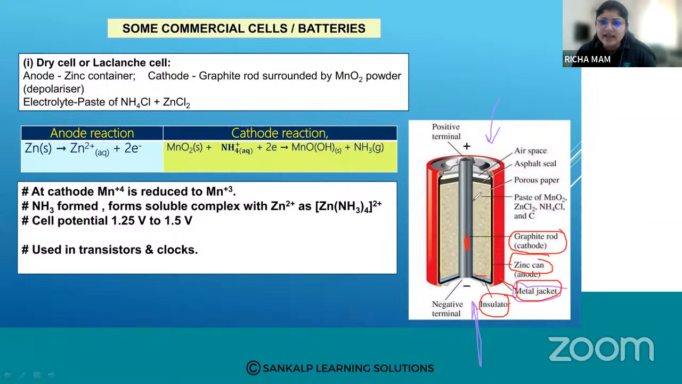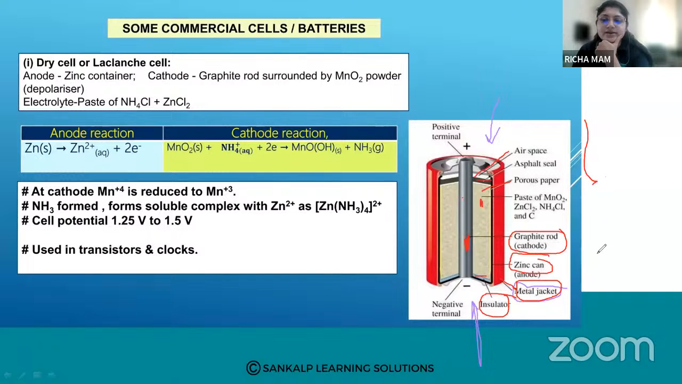Then in between the rod and the insulator you have this space. Here the paste of MnO2, ZnCl2, ammonium chloride and carbon is placed. Then you can see this gray color space. Here it is an asphalt seal, so it is sealed here. Then above that you have some air space, and here you have a porous paper.